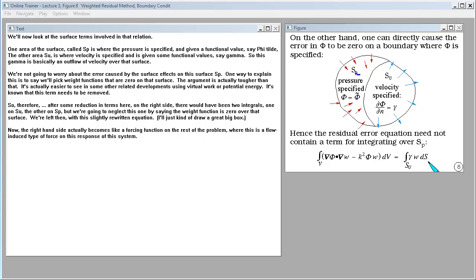After some reduction in terms here, on the right side there would have been two integrals, one on S sub v, the other on S sub p, but we're going to neglect this one by saying the weight function is zero over that surface. And we're left then with this slightly rewritten equation here. I'll just draw a great big box. Now the right-hand side actually becomes like a forcing function on the rest of the problem, a flow-induced type of force on the response of this system.